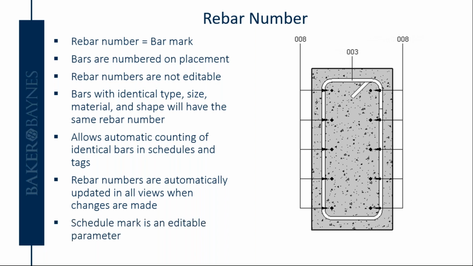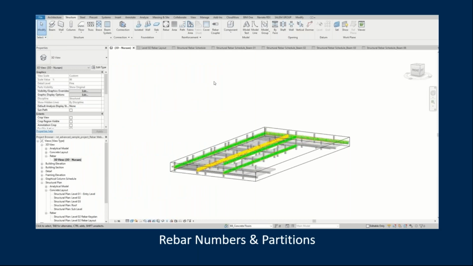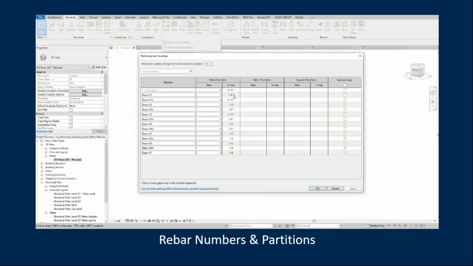There is an alternative that you can use to Rebar number, that's schedule mark. Schedule mark would be editable the same way that bar marks are editable in the traditional programs. So let's go back to the settings now and see what this looks like. If we go to the Rebar numbers in the settings, you'll see the various partitions of the beams, and you can also see the numbers that are currently in use.